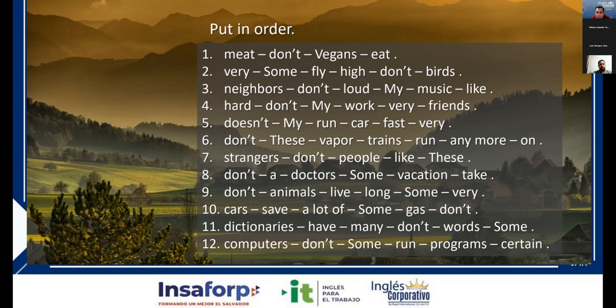Okay, next. Some animals don't live very long. Some cars don't use a lot of gas. Okay, the next one: some dictionaries don't have many words. Some computers don't run certain programs, right?